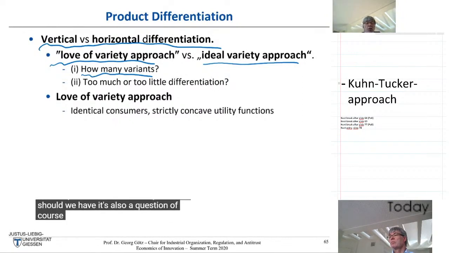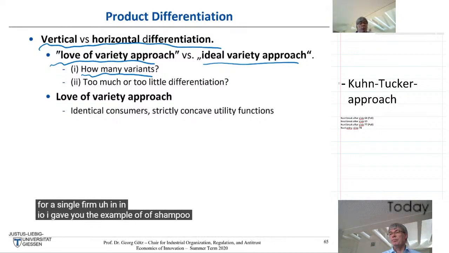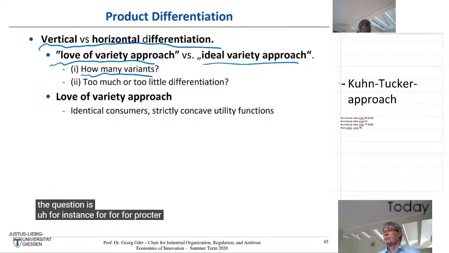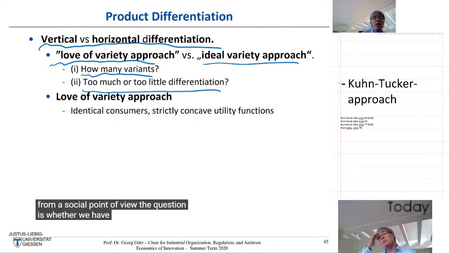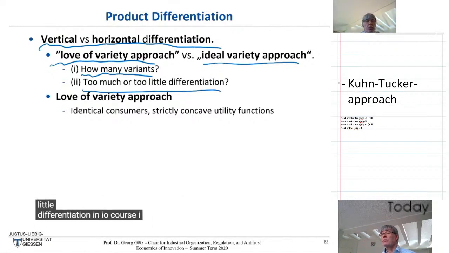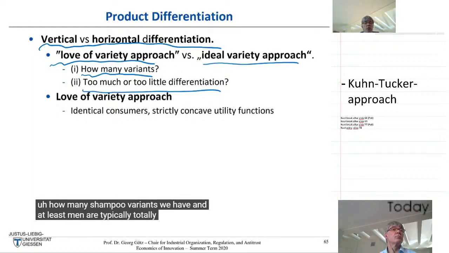It's also a question, of course, for a single firm. In IO, I gave you the example of shampoo. The question is, for instance, for Procter & Gamble, whether to churn out a new version of its Head and Shoulders shampoo. Adding an additional variant, that would be an innovation, and how much would be the willingness of consumers for that? Of course, from a social point of view, the question is whether we have too much or too little differentiation. In the IO course, I gave you an example of how many shampoo variants we have, and at least men are typically totally lost when faced with 25 different versions of the shampoo.